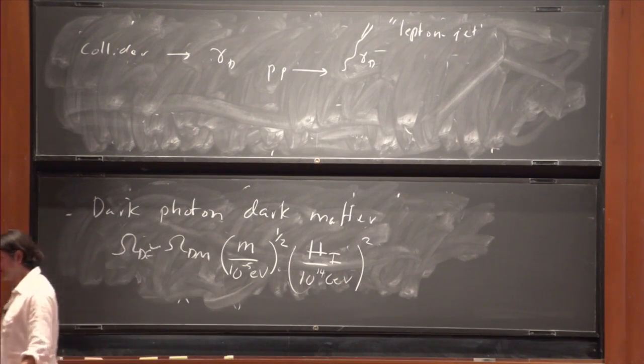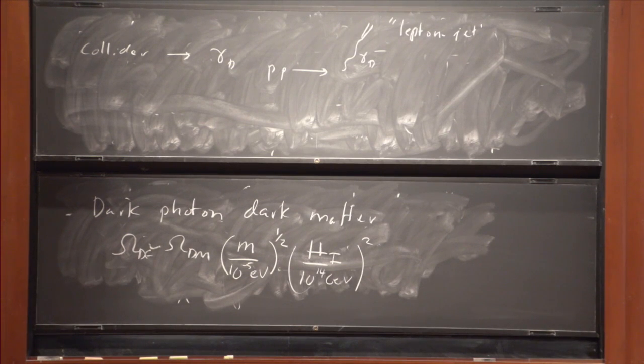This is not a thermal model. This is a non-thermal production process. You're imagining that your coupling constant epsilon is sufficiently small that this thing stays out of thermal equilibrium. You produce it through these primordial fluctuations, and that's how it evades thermal effects. This is cold dark matter all the way down.